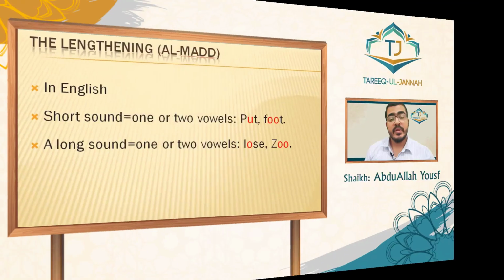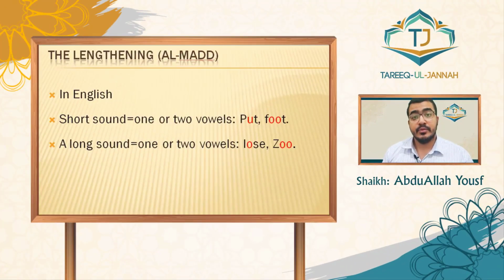Now let's get started. Before we talk about the method, I'd like first to talk about the difference between English and Arabic when it comes to the vowels. In English, a short sound could be represented by one or two vowels. Also, a long sound could be represented by one or two vowels, which kind of makes it hard for the non-native to guess the right way to say the word.